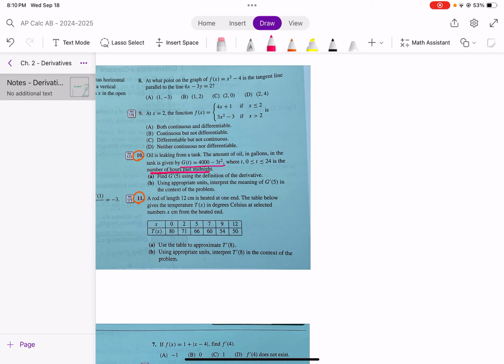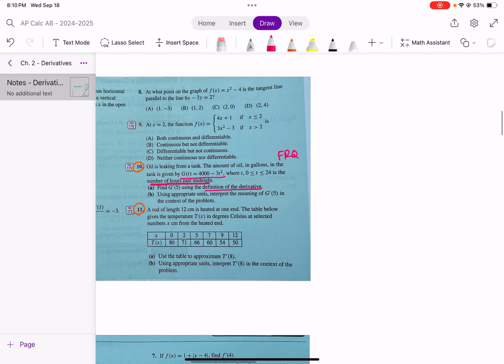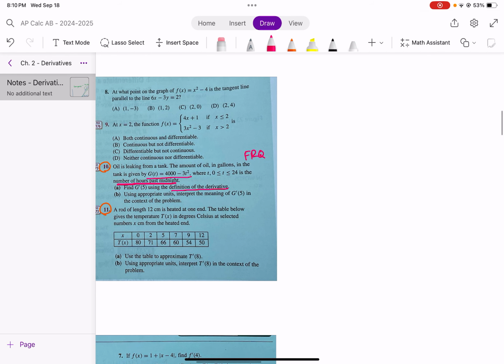First of all, find G prime of 5, specifically using the definition of the derivative, right? So if you try to use some kind of rule, you're not getting the points for this. This would be an FRQ question. If they do not see you use the definition of the derivative, you get no points, right? So what is that in this situation? That would be the limit as h approaches 0, g of 5 plus h minus g of 5, all divided by h.